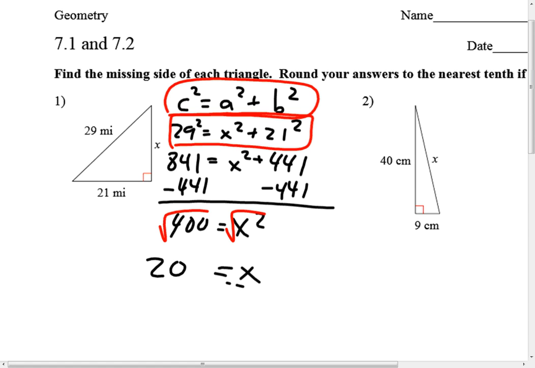20 what? The last point will be whatever the units are. Make sure if there's units, include them. When we get to chapters 11 and 12, surface area and volume, it makes a difference if you have centimeters, centimeters squared, centimeters to the third power. So get in the habit of doing that. Any questions on number 1?